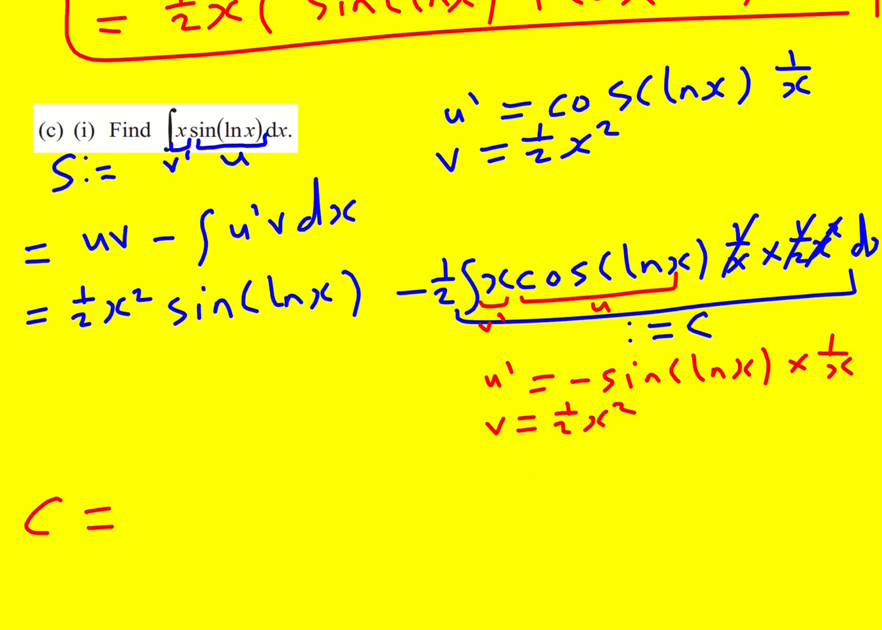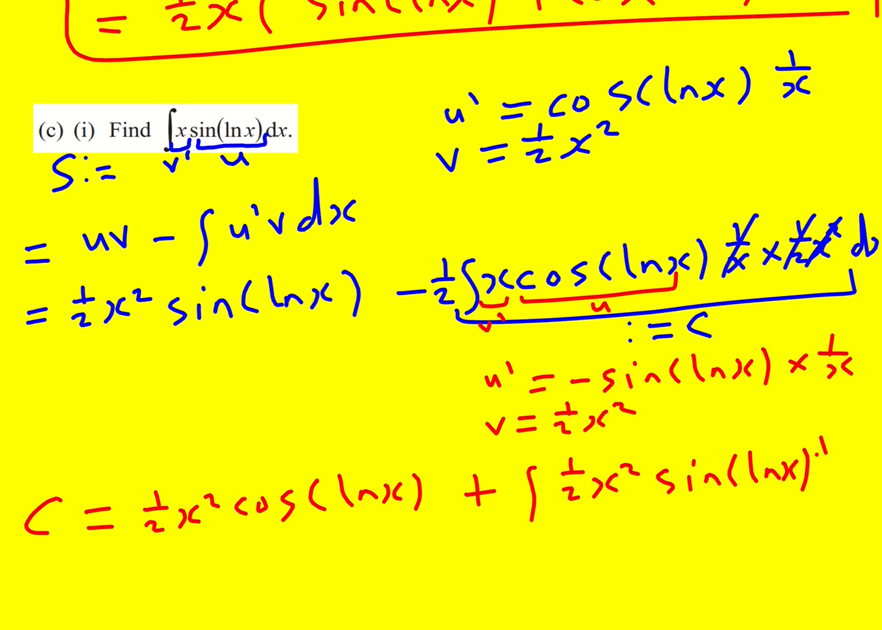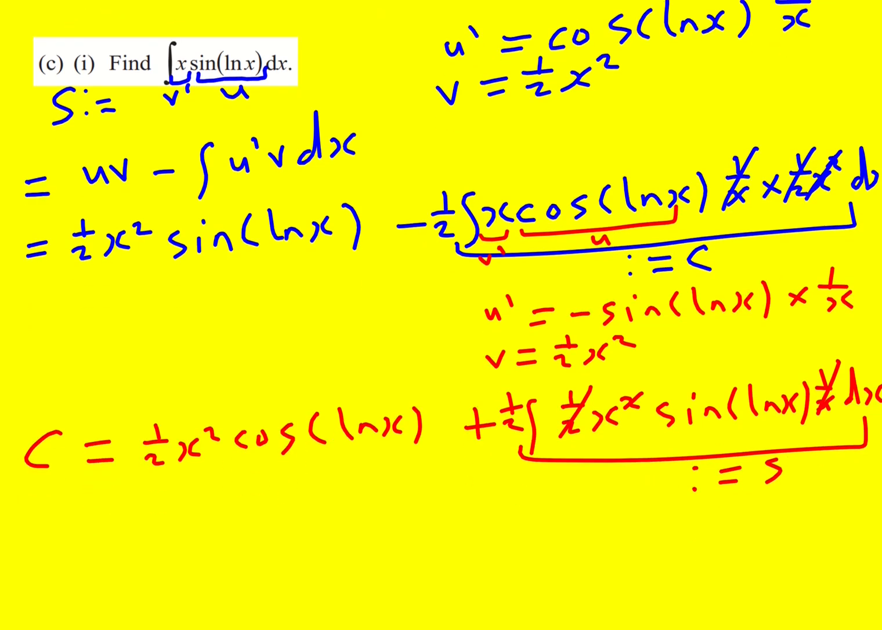So c is equal to uv, so a half x squared times cos ln x minus u dash. Now there's a double negative here, so it's going to be plus. And then I'll put the half x squared first, times it by sine ln x, and then 1 over x. This cancels with that part. I can bring the half out. And in fact, I've got back to s, which you might think is not good, but it actually is.